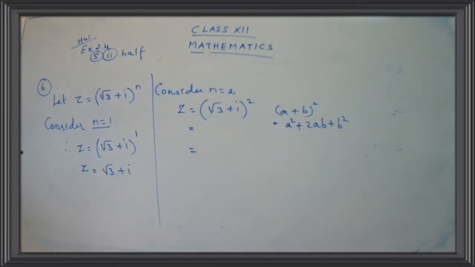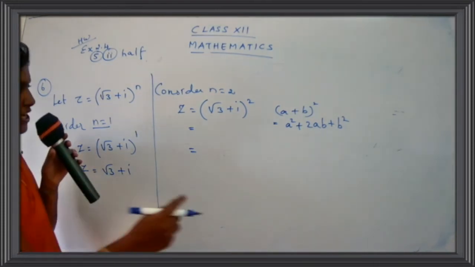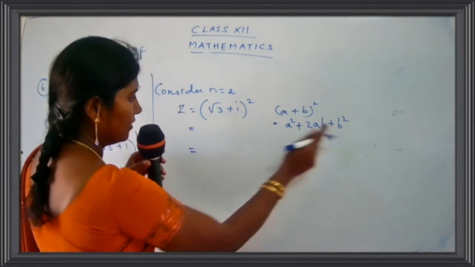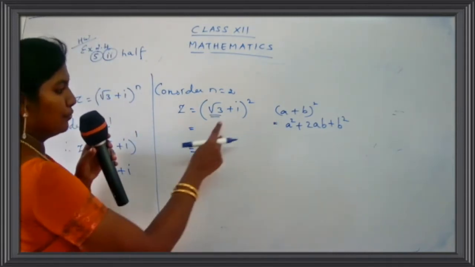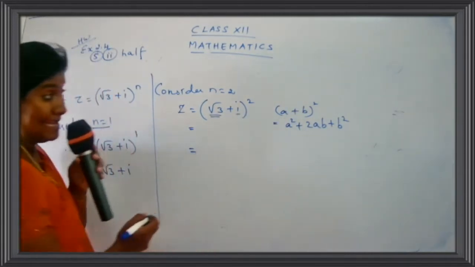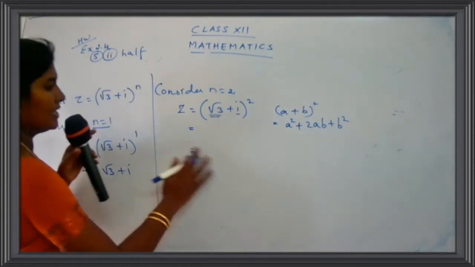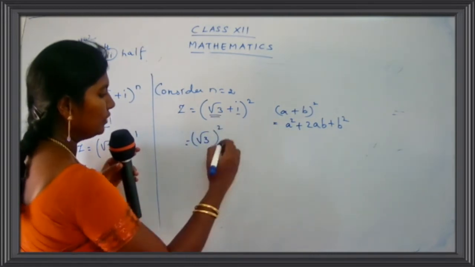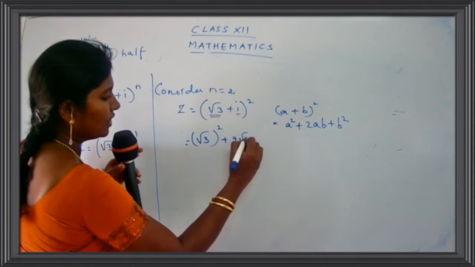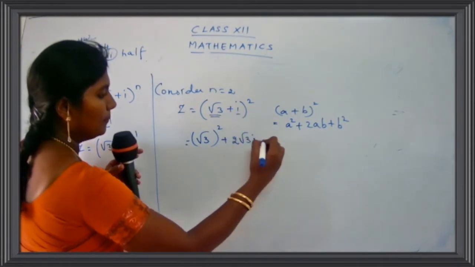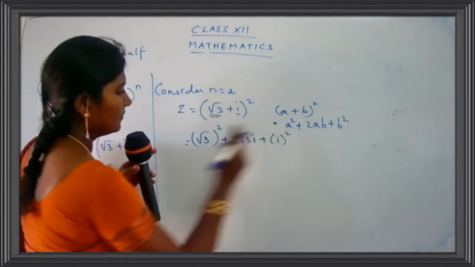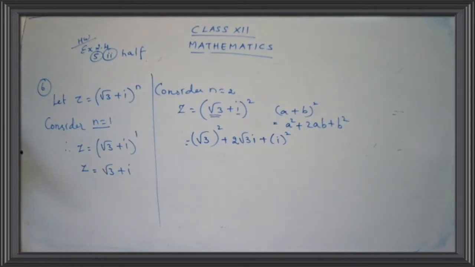Okay, can we check the answers? Now check whether your answer and my answer is correct. Let us have a check, children. So what is the expansion? a square plus 2ab plus b square. What is a here? a is root 3. What is b? It's i, yes. Let's substitute. So this is equal to root 3 square, that is a square, plus 2ab, that is 2 into root 3 into i, plus b square. What is b square? i square. That's all. Yes, good. So we have substituted the values for a and b.